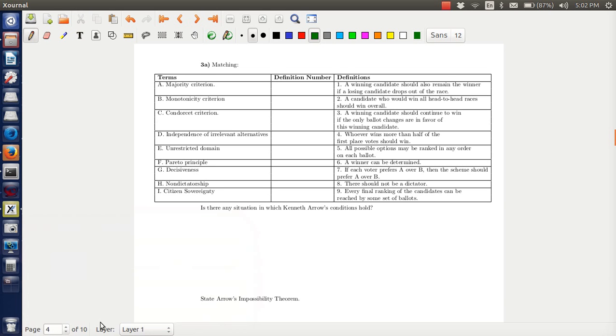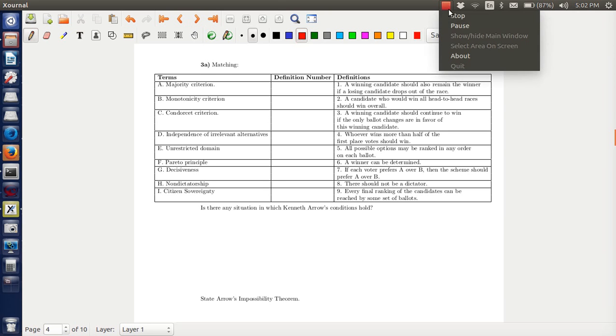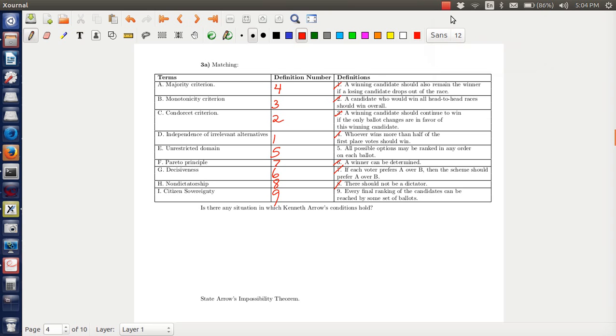Okay, so this is just a matching question, and then the other cryptic questions I'm trying to prompt you for specific answers. Okay, so let me just match these up for you. Let me just go through what this is all about.